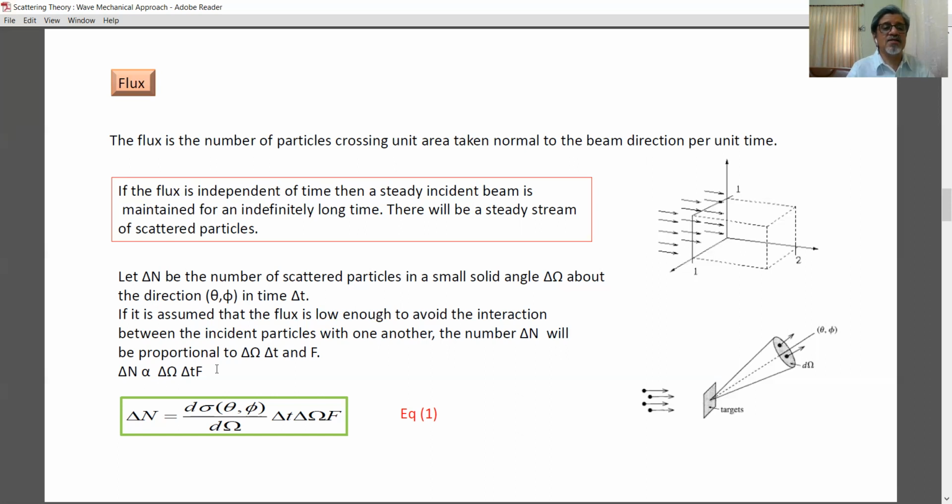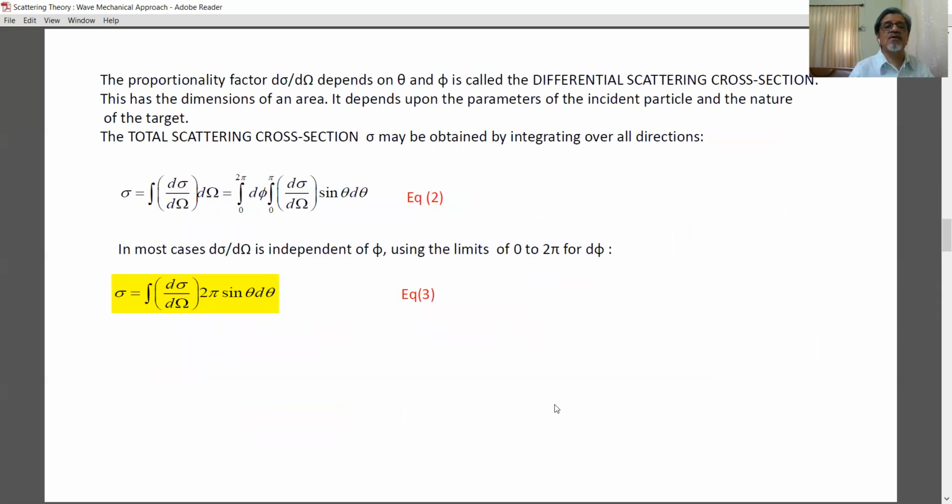Now, if we remove the proportionality sign, then it will be delta N equal to d sigma(theta, phi) by d omega, times delta omega, delta t, and F. So this is the proportionality factor because we have removed the proportionality sign. So we have to introduce a proportionality factor. The proportionality factor d sigma by d omega depends on theta and phi, as already mentioned, and it is called the differential scattering cross section. This has the dimension of an area and it depends upon the parameters of the incident particle and the nature of the target. So differential scattering cross section is defined by d sigma by d omega.